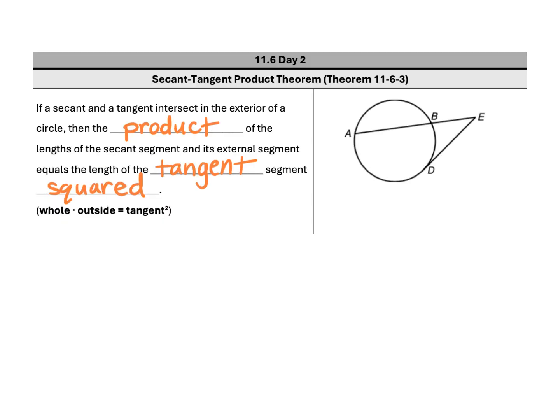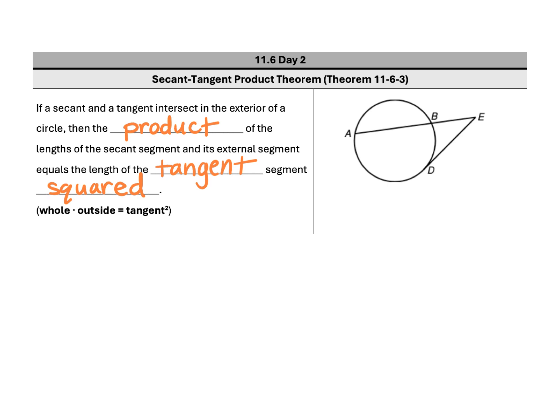The final theorem for this lesson is the secant tangent product theorem, and this states that if a secant and a tangent intersect in the exterior of a circle, then the product of the lengths of the secant segment and its external segment equals the length of the tangent segment squared. It's a lot like the secant-secant theorem, except for a tangent segment, you don't have a whole segment and an external segment. It's all external.